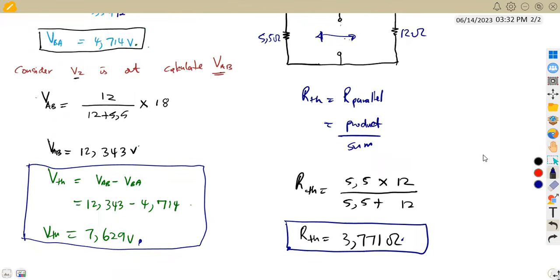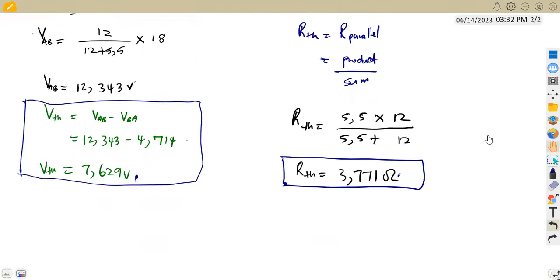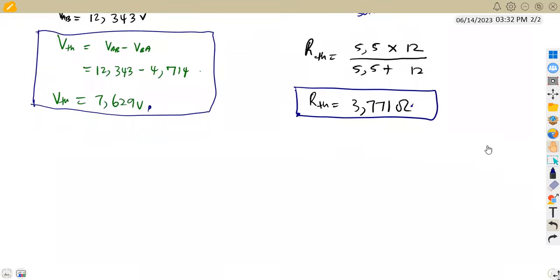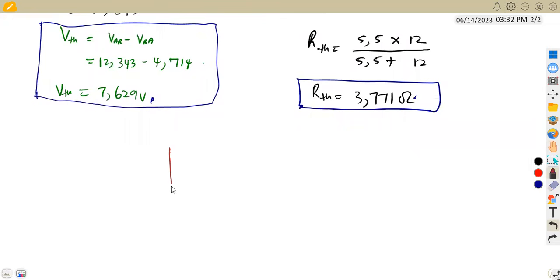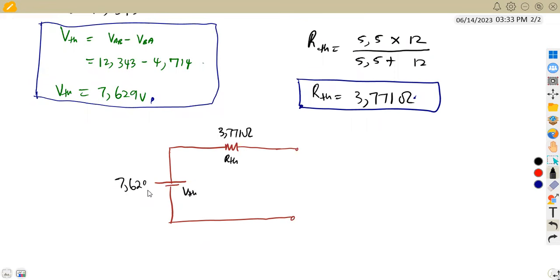With this, we can now represent our equivalent circuit. We are supposed to know this equivalent circuit diagram by heart. All right. So our equivalent circuit diagram, remember, consists of the VTH and RTH like this. So this is what you're going to have. And that part that we removed, I'm going to show you later on. So this is our RTH, which is 3,771 ohms, and our VTH, which is 7,629 volts.